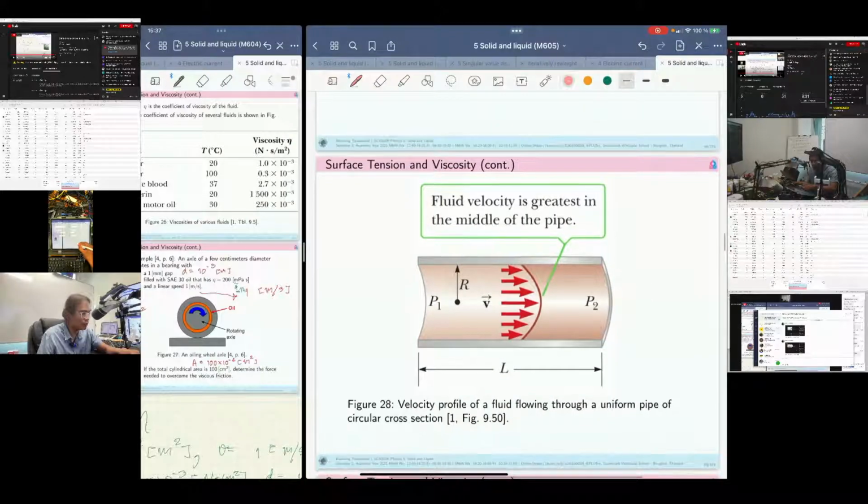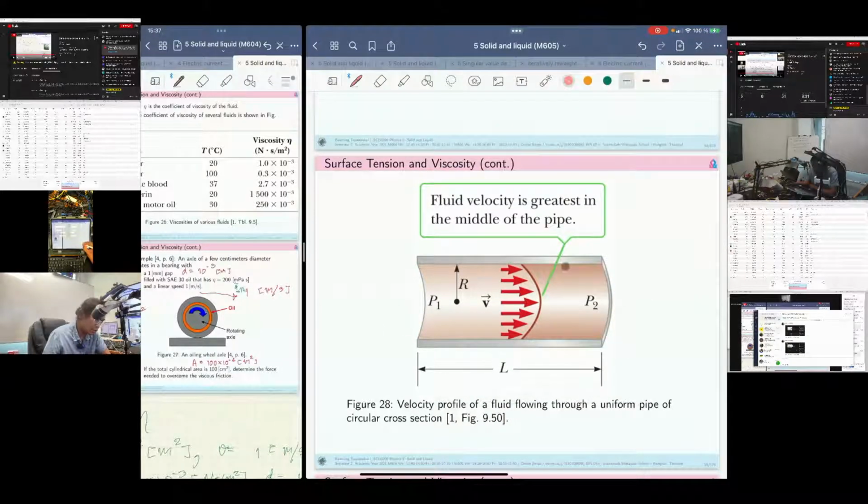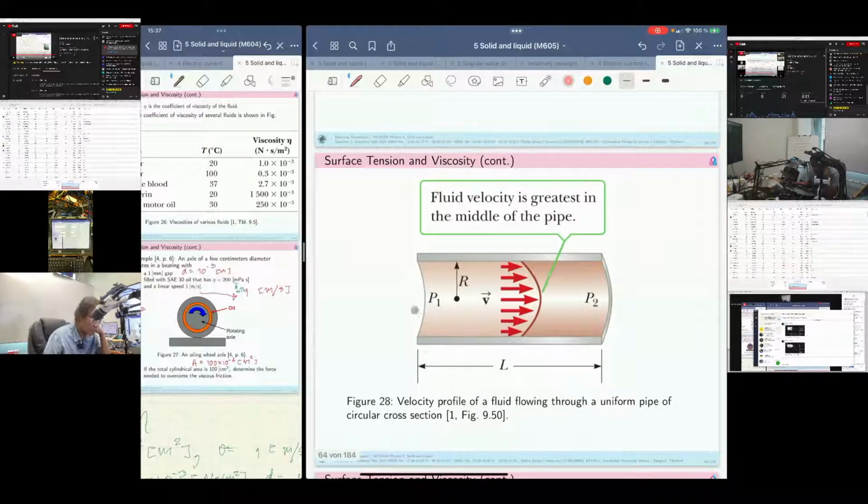So now let's get to more detail of the relation among several factors, right? If you have the pressure here at the beginning, pressure 1 and pressure 2, and you want to find the flow rate, okay? What is flow rate? It means the delta V by delta T, the volume per time that flows through this pipe.